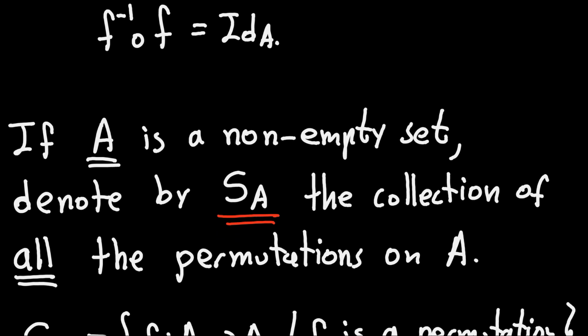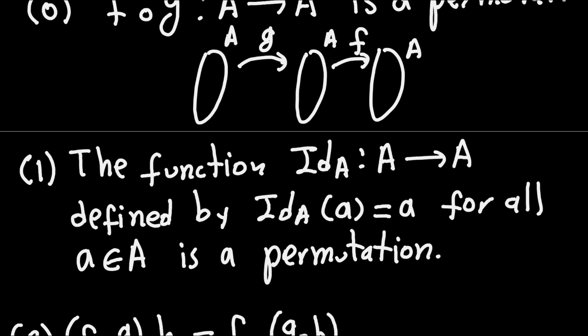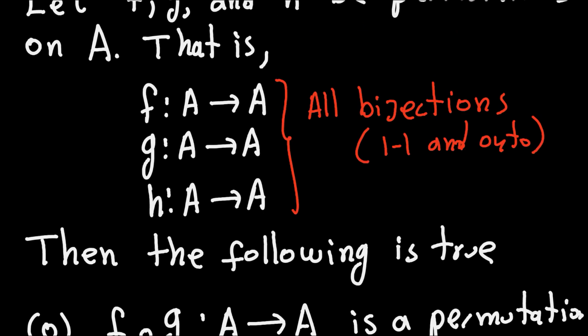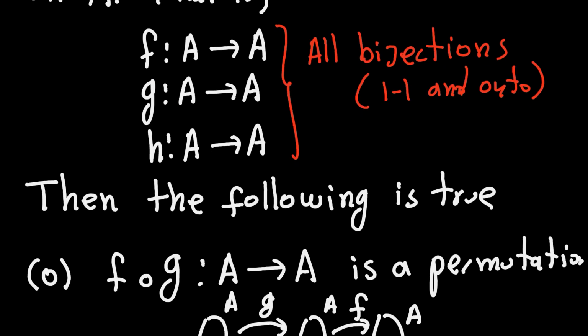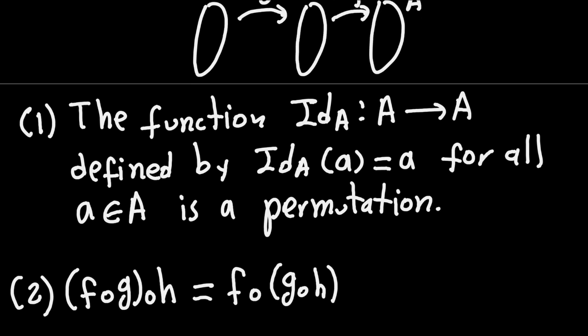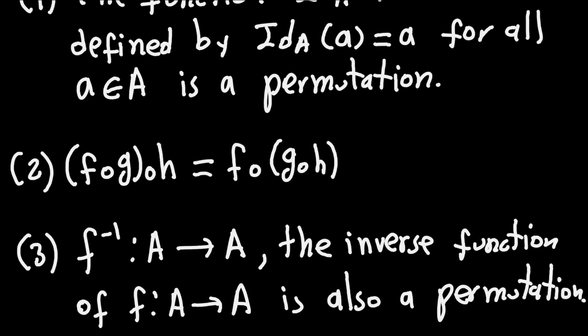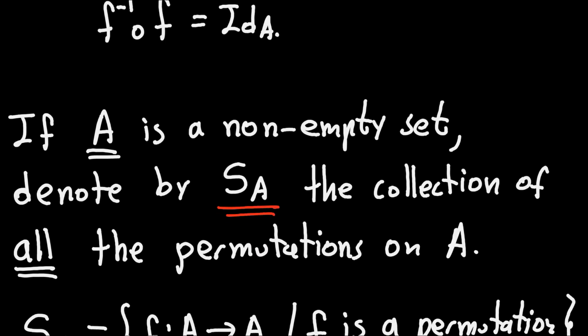So pretty much what we are saying in this theorem is this. If you look at all the possible permutations on a set A, all those permutations will be a group where the binary operation is composition of functions. I'm going to say that explicitly in a corollary in a little bit. But before that, I'm going to use a little bit of notation.